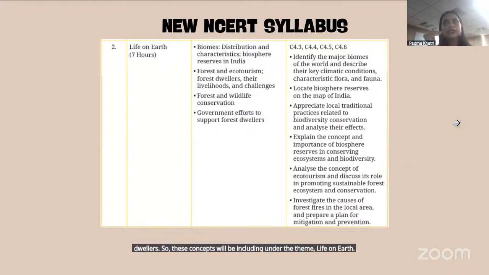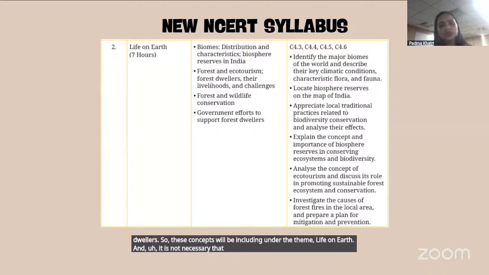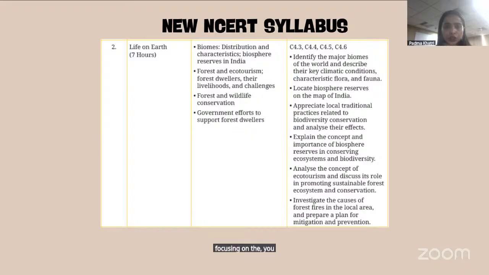And it is not necessary that one theme will have one chapter. It is possible that one theme can have 2-3 chapters, focusing on the inclusion of all these themes and competencies.